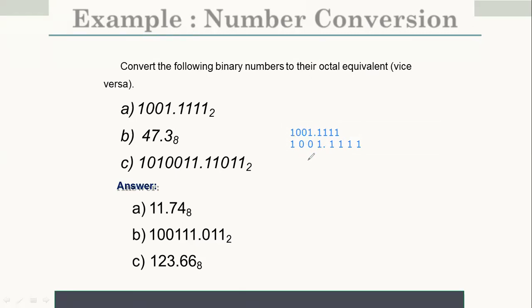This is totally the integer part, and this is the fractional part. Now for this integer part, from the least significant bit, group the least 3 digits as one group. Here only 1 bit is remaining. So what about the other two?